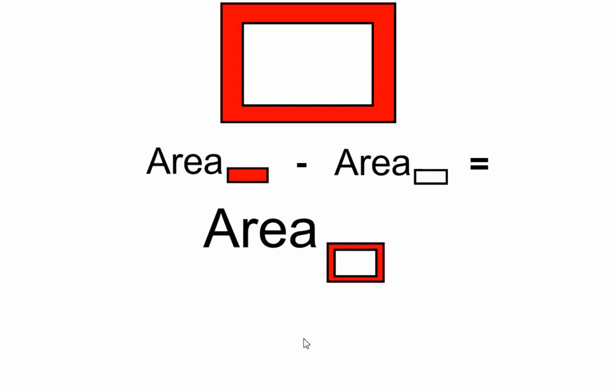So sometimes you're adding, sometimes you're subtracting, but you need to tear it apart, figure out what figures you're looking at, and then from there, that's how you would find your area of your composite figure.